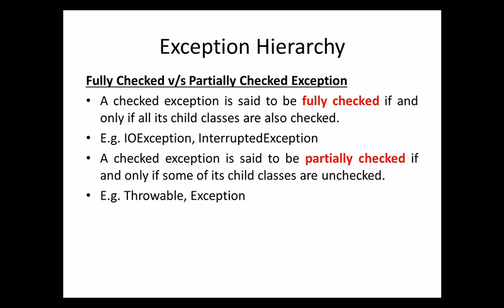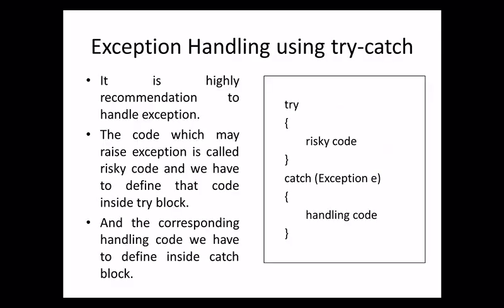For example, IO exceptions, interrupted exceptions. A checked exception is said to be partially checked if and only if some of its child classes are unchecked. For example, throwable exceptions. So a few are checked and a few are unchecked, and that is partially checked. If all its children are also checked exceptions, then it is called a fully checked exception.